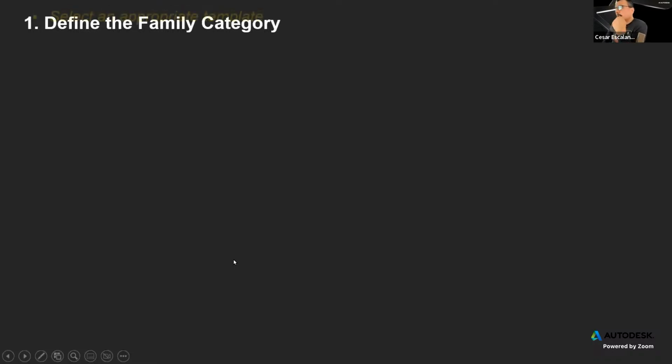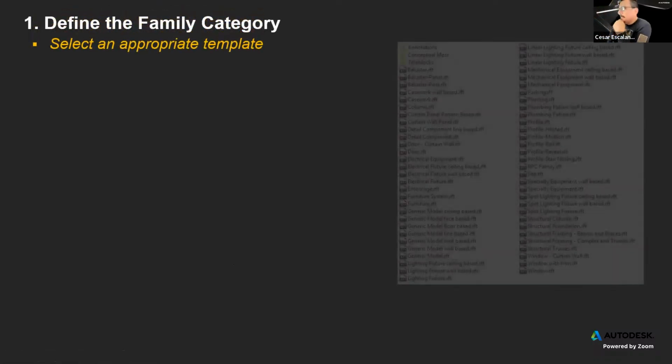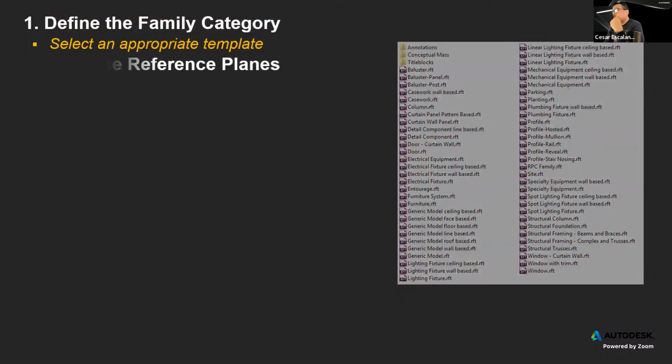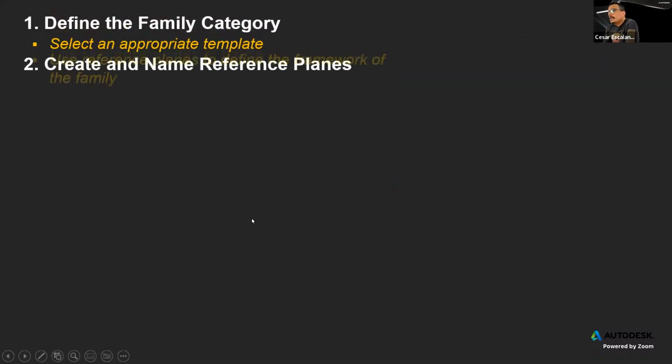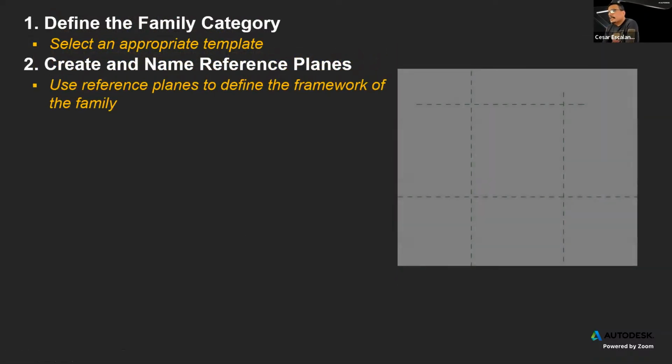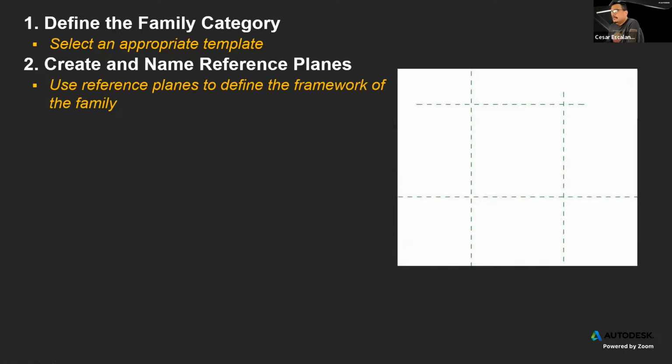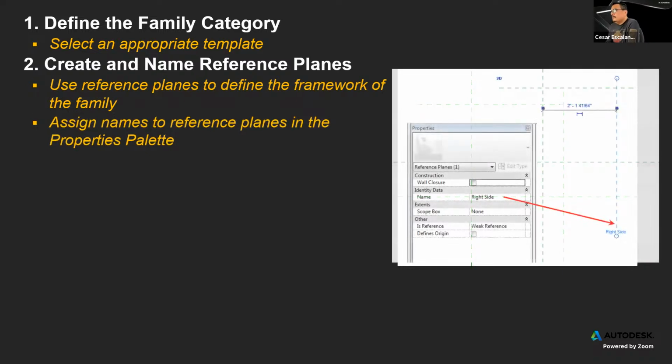All right, this is the recipe for how to create a fully parametric family. Select the appropriate template, and then you build the reference planes. The reference planes act as a framework for the family. It's like the skeleton of a family, and it provides working surfaces that you can snap geometry to.